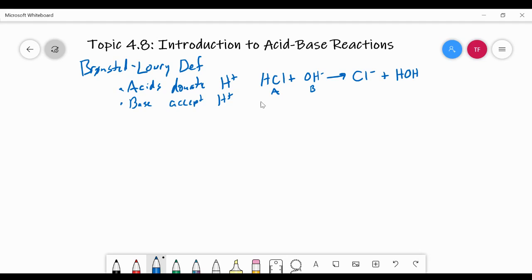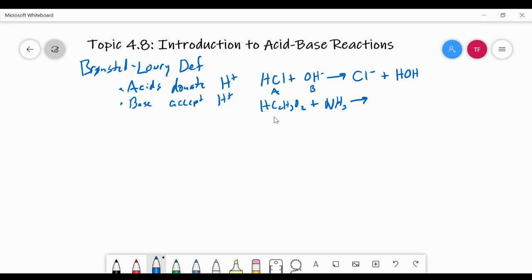Let's look at another example. HC2H3O2. This is hydrogen acetate, and let's say we put it into a solution of ammonia. Ammonia is a really common substance. It's used to make fertilizers. It's used in Windex to clean your windows. It's a very important compound chemically and industrially and agriculturally because it is used to make fertilizers.